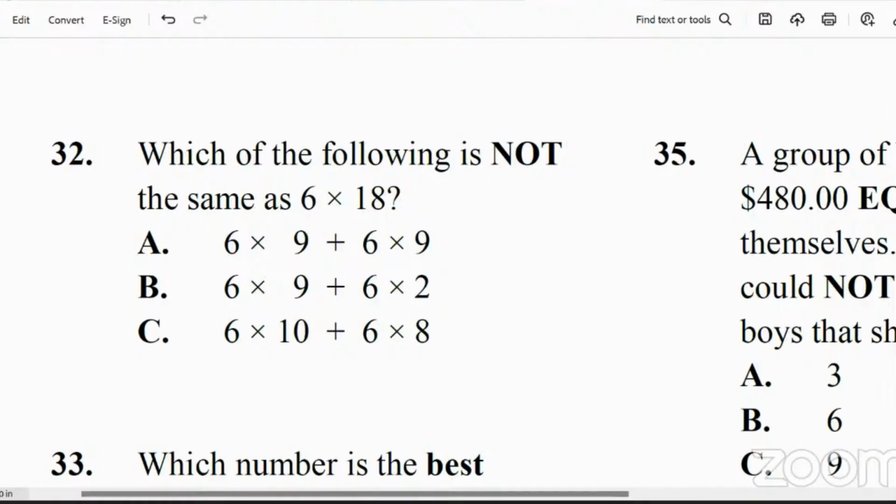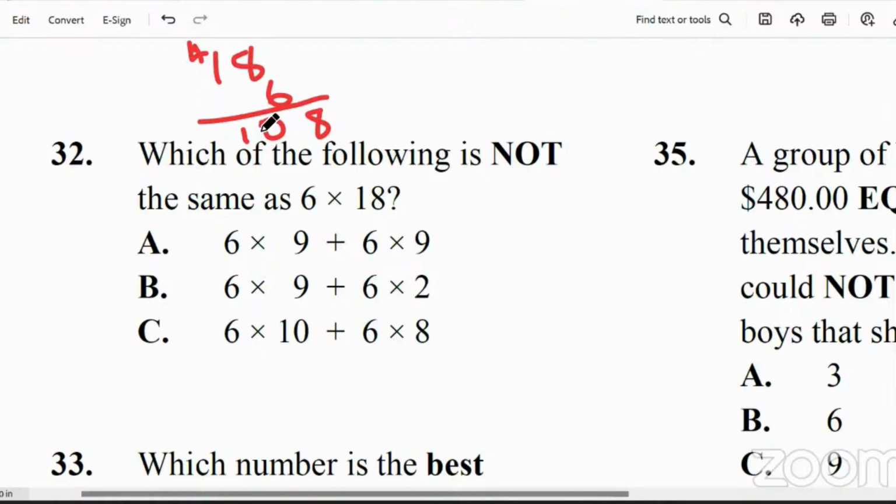All right, so 6 times 18. Let me see where I can do it because I want to make sure I have enough space to do all of this. All right, so 6 times 18. I'm going to do it up here. 6 times 8 is 48. 4 goes over in the next column. 6 times 1 is 6. 6 plus 4, that's 10, so 108. So 6 times 18 is 108, okay?